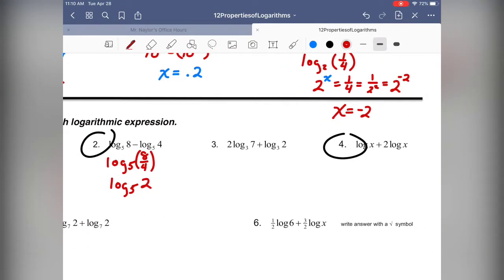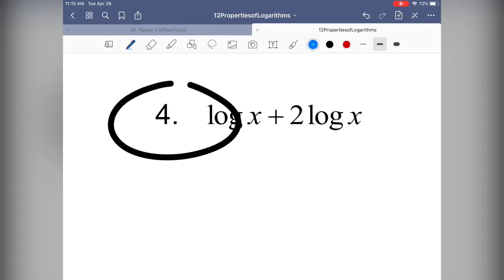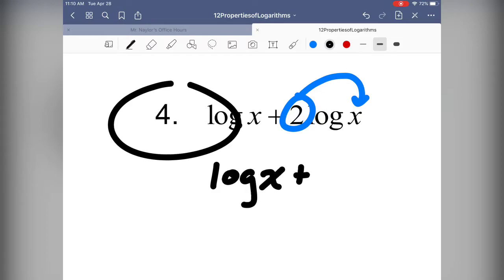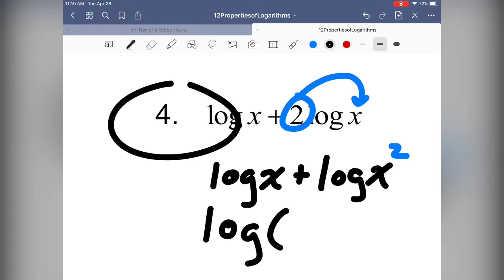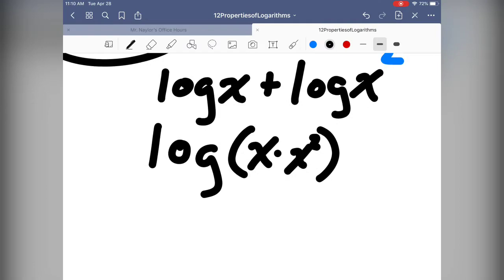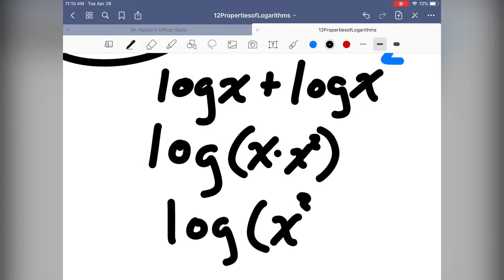Now with number 4, we have an addition problem, but we also have a coefficient. So you always want to bring coefficients up as exponents first. That way you'll be able to condense this together using the addition sign correctly as multiplication. Now when you do multiplication, you're going to end up writing this as 1 log of the x and that x squared. But look, you can actually simplify x times x squared. You can write that as x to the third, or as x cubed.